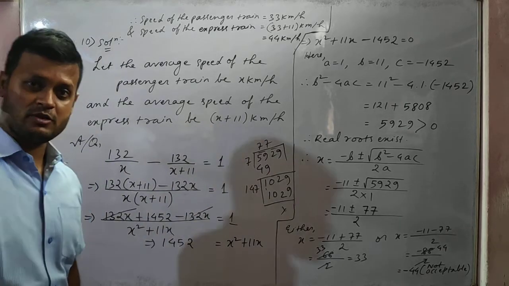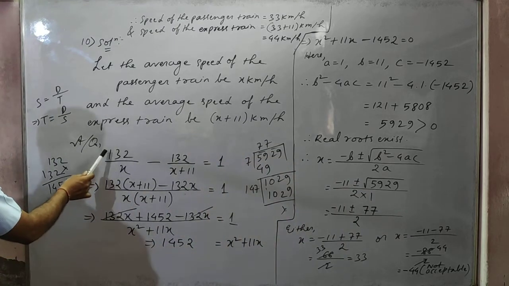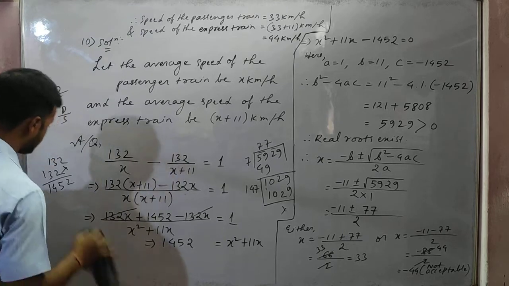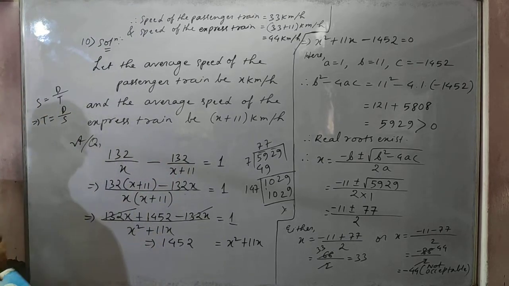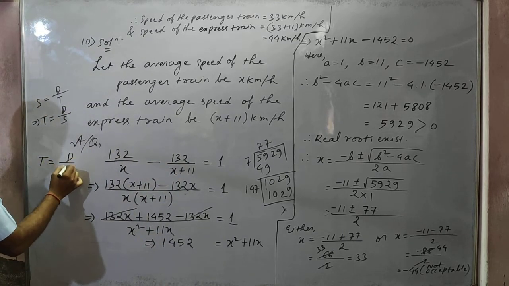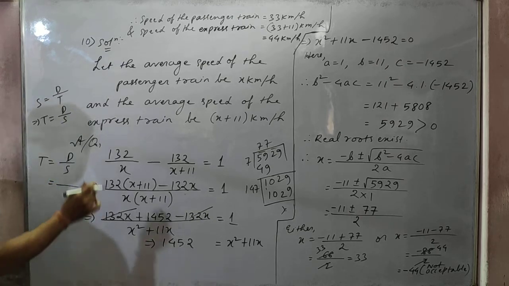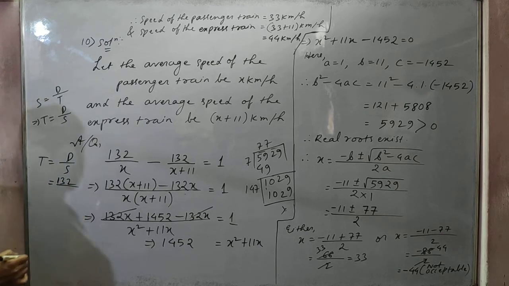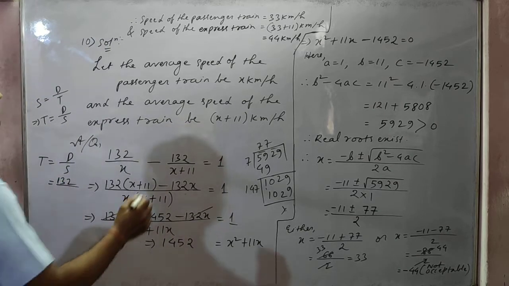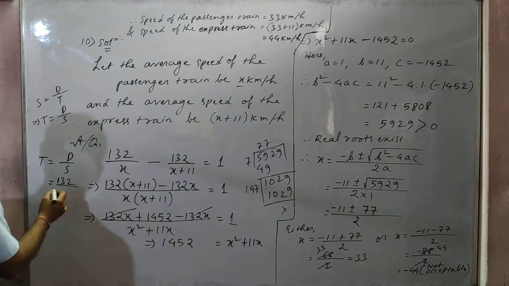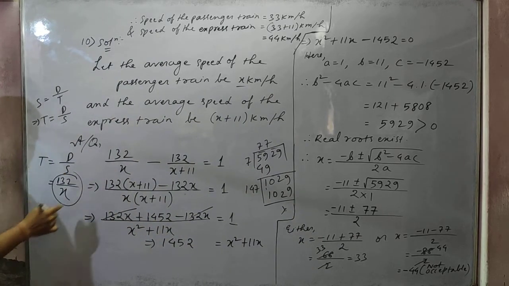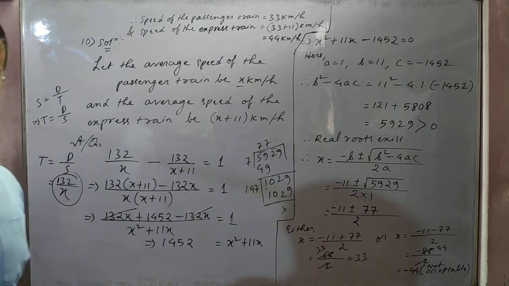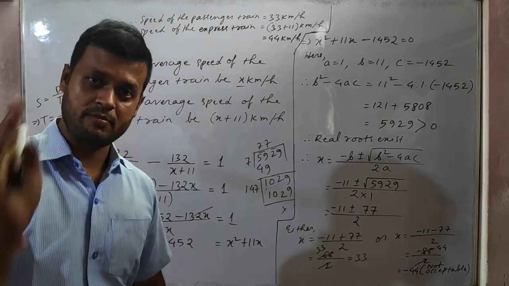So what is the distance between Mysore and Bangalore? It is 132. And what is the speed of the passenger train? x. So 132 by x. What is this? 132 by x is the time taken by the passenger train to travel from Mysore to Bangalore.